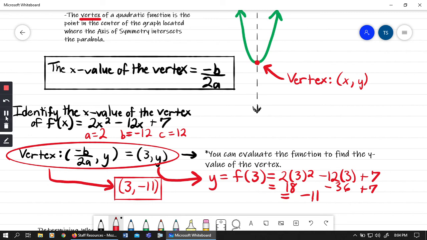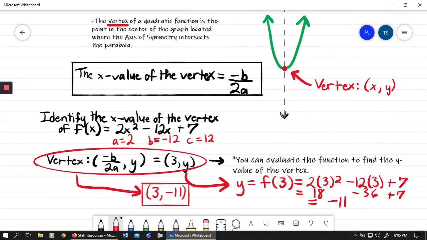Okay, so next up, we're going to look at how do we determine whether or not a quadratic function has a maximum or minimum. How do we determine whether or not it has a relative maximum or relative minimum based on the standard form of that quadratic function?